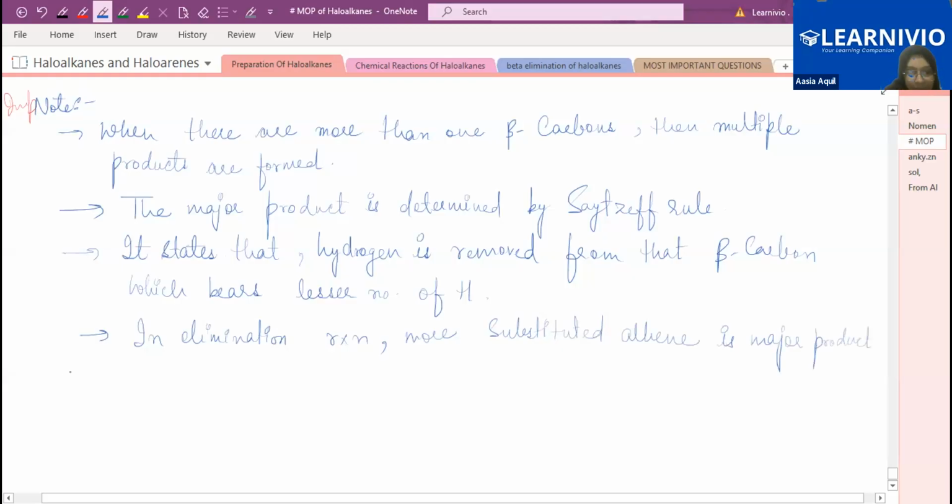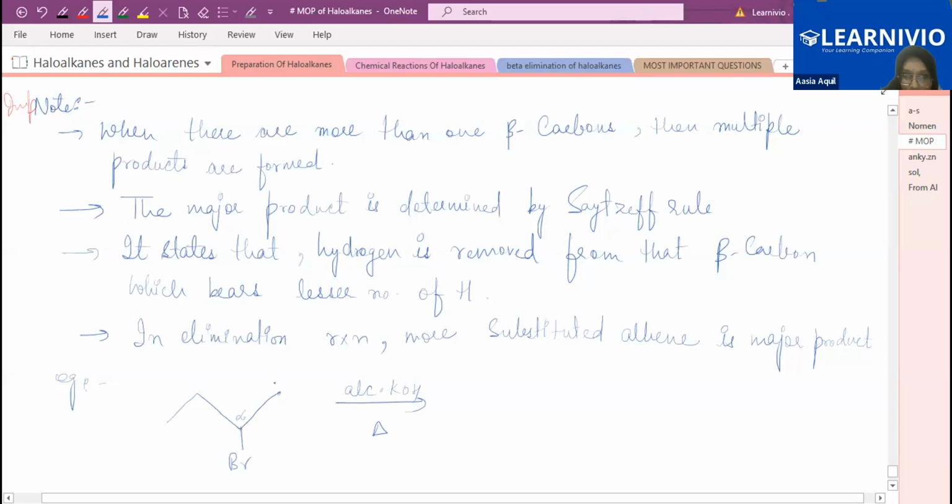Okay, let's see the example. So if I take this molecule, here's the bromine group, right? And again the same alcoholic KOH में ले रही हूँ in the presence of heat. So now you can see the bromine is attached to this carbon. So this is your alpha carbon, right? Alpha carbon कौन सा होता है जहाँ पे halogen group attached होता है. So this is your alpha carbon.